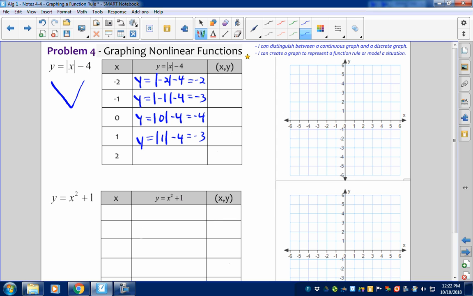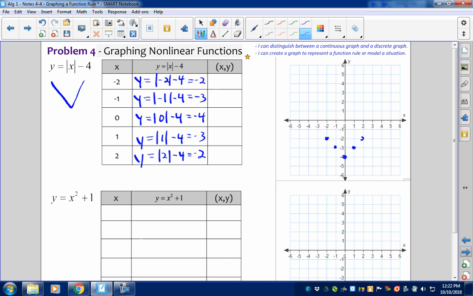Notice it's coming back up. It goes -2, -3, -4. Now it's at -3. What's the next one going to be here? -2. So for this particular graph, -2, -1, 0, 1, and 2 is going to be sufficient. You'll see it makes a V shape. So -2, -2; -1, -3; 0, -4; 1, -3; 2, -2.